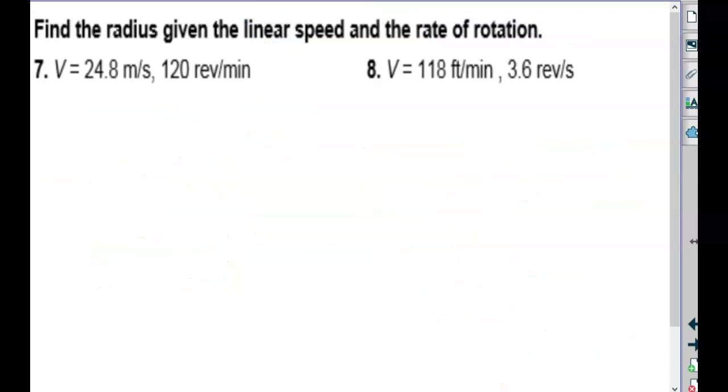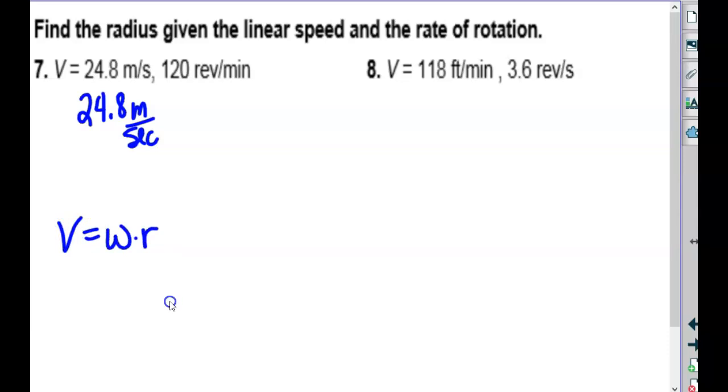Number 7. Given the linear speed of 24.8 meters per second and the angular speed of revolutions per minute, which is actually not good because it's not in radians. Supposed to find the radius. Okay, this is the relationship, right? Linear speed is angular speed times radius.